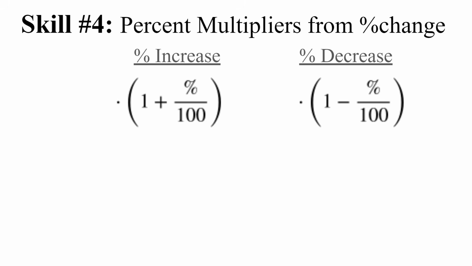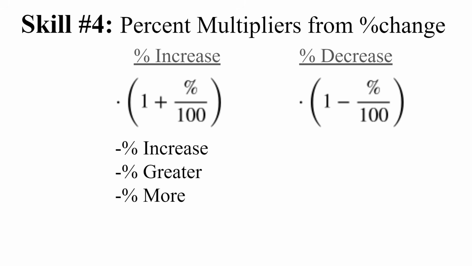Some key words that are associated with a percent increase that show up a lot on the test: percent increase, percent greater, percent more. Some common real life scenarios where this comes up on the test: sales tax. When you go to buy something at the store, they put like a 5 or 7, 8% tax on top of it. You pay extra money to the government, so that's an increase on your bill. Similarly, if you go to a restaurant and you do a 20% tip, you're giving 20% extra for the waiter. So that is also a percent increase on your bill.